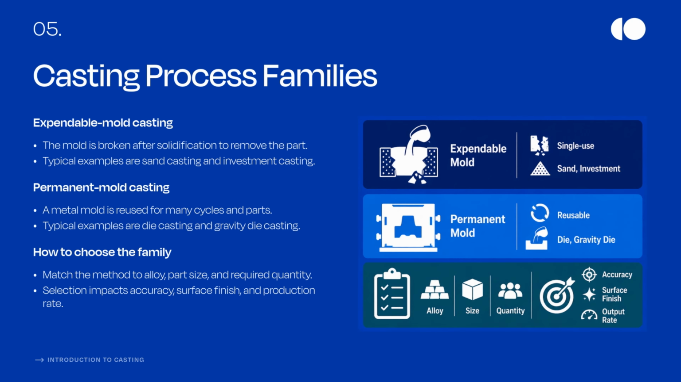Let's see the casting process categories. There is expendable mold casting and permanent mold casting. In expendable mold casting, the mold is broken after solidification to remove the part. Typical examples are sand casting and investment casting, where we break the mold after taking the part. In permanent mold casting, a metal mold is reused for many cycles and parts. Typical examples are die casting and gravity die casting.